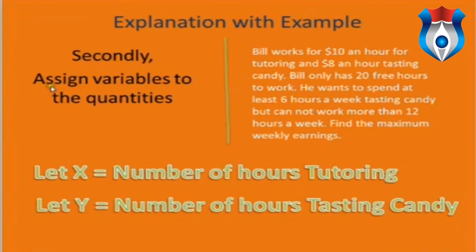Secondly, you have to assign variables to the quantities. So for the number of hours tutoring, we have X, and for the number of hours tasting candy, we have Y. So we write let X equal the number of hours tutoring, and the same goes for Y. Here we have the original question, so you can always refer back to the numbers.